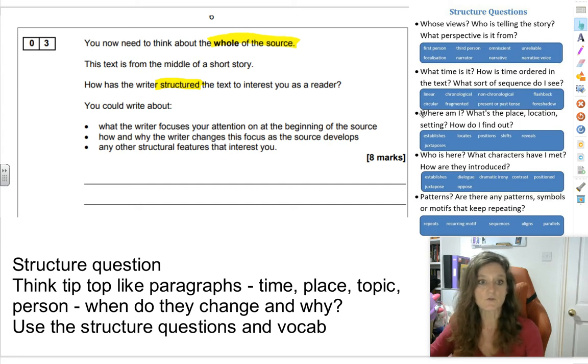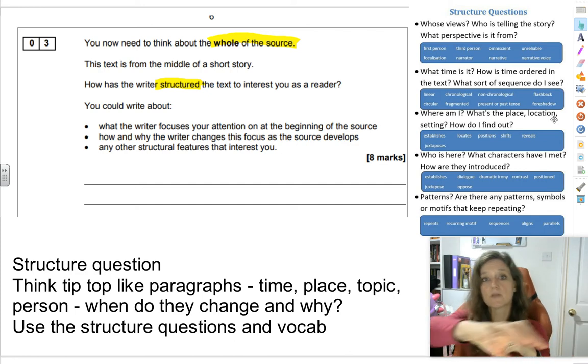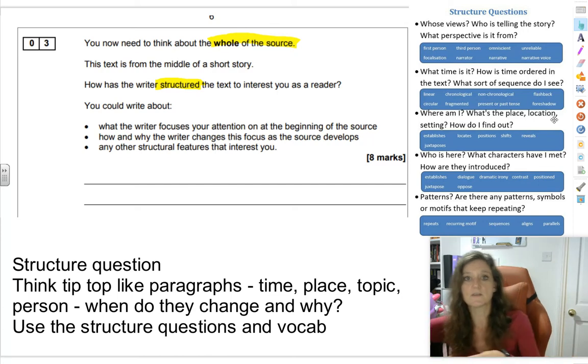Next one should be straightforward. Where am I? So what's the place, what's the location, what's the setting, how do I find out? Does the action all stay in one place, or are they moving about? There's a nice Key Stage 3 paper where it starts off in someone's house in the garage and it moves into the kitchen and then into the living room, and different things happen in those places. So in that one, where I am, the place is really important. And then who is here, what characters have I met?